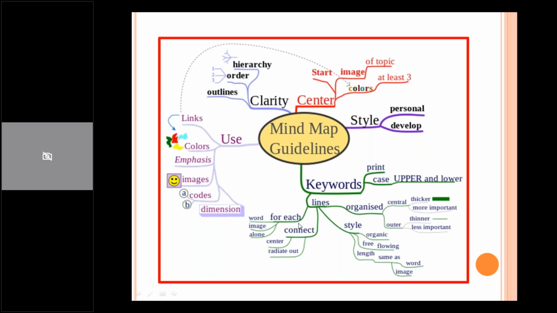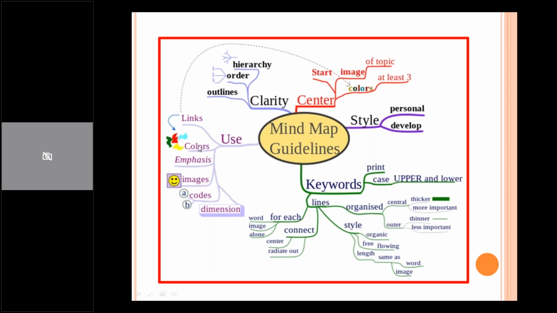Then as far as lines are concerned, once again, you see that you are drawing a line individually for every word, every image, and see that each and every line is connected to the center. You take any line, that will be at last connected to the central portion. And you may have to make use of links.